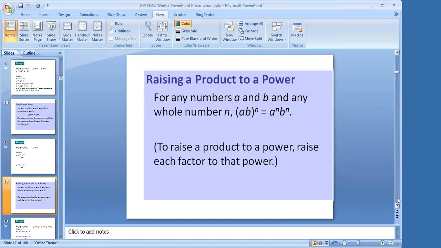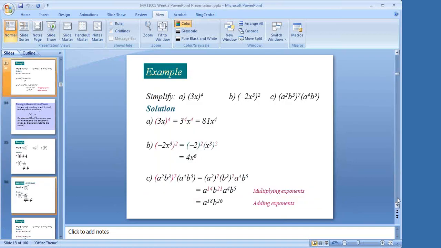If you have parentheses and two things or more inside, raised to a power, it's the same thing as applying that power to each thing inside the parentheses, assuming they're multiplied together. If they're added together, no. So example A would be 3 to the fourth times x to the fourth, or simply 81 times x to the fourth. If it's something you can simplify pretty easily, go right ahead and do that.